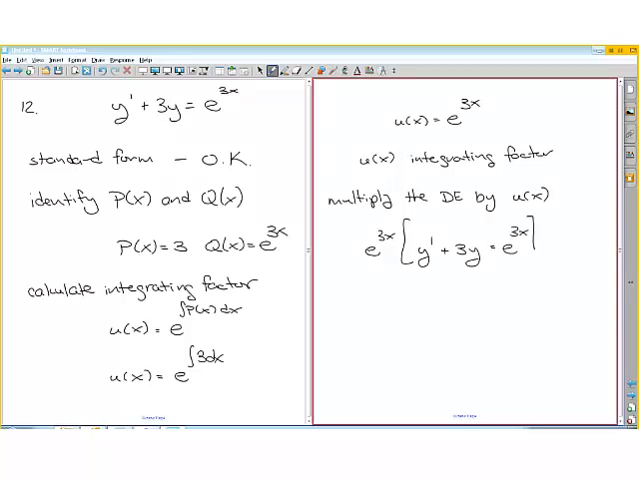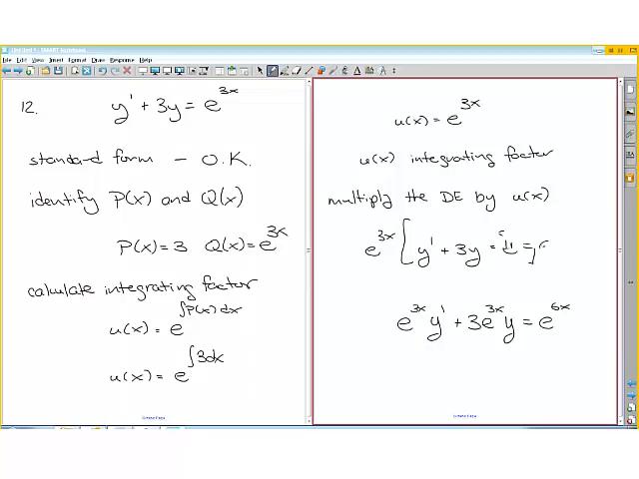So what we get is e to the 3x times y prime plus 3e to the 3x times y is equal to e to the 6x. And that's because these are obvious, because you're just multiplying it out. Here, e to the 3x times e to the 3x, you add the exponents, so you get e to the 6x.